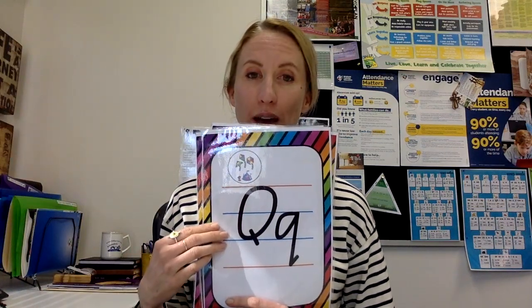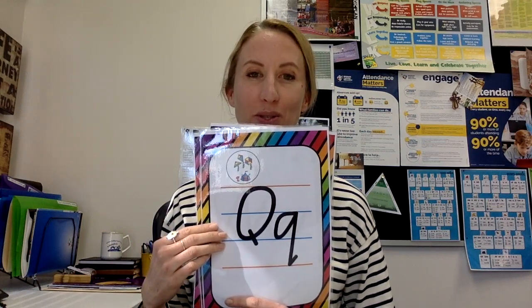The letter is M and the sound is M. The letter is K and the sound is K. The letter is D and the sound is D. The letter is J and the sound is J. The letter is C and the sound is K or S. The letter is Q and the sound is K. And when it has Q and U together, it makes Qu. The letter is W and the sound is W. The letter is T and the sound is T. The letter is S and the sound is S.